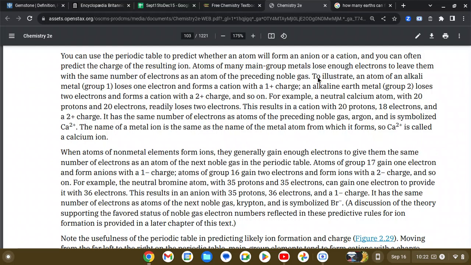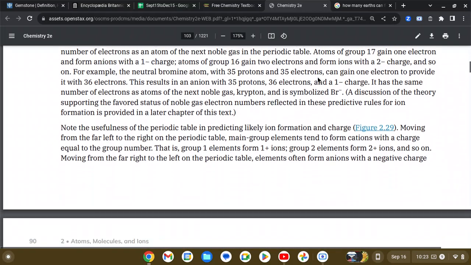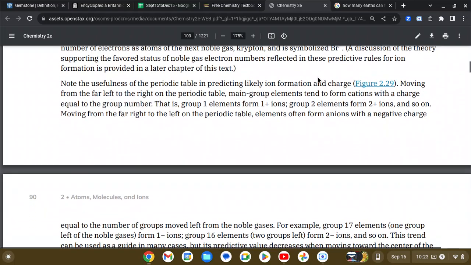and so on. For example, the neutral bromine atom with 35 protons and 35 electrons can gain 1 electron to provide it with 36 electrons. This results in an anion with 35 protons, 36 electrons, and a -1 charge. It has the same number of electrons as atoms of the noble gas, krypton, and is symbolized Br-. A discussion of the theory supporting the favored status of noble gas electron numbers reflected in these predictive rules for ion formation is provided in a later chapter of this text.